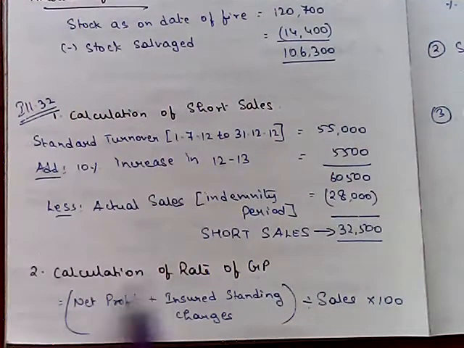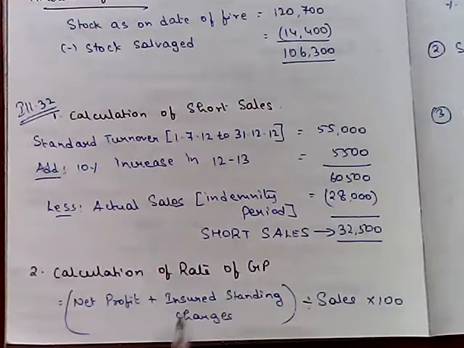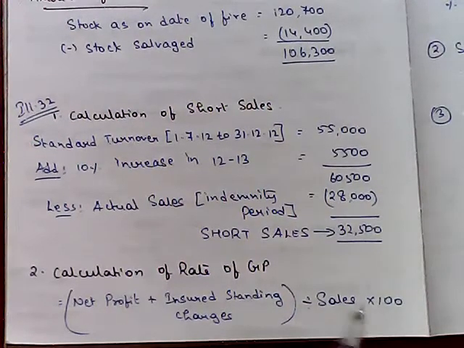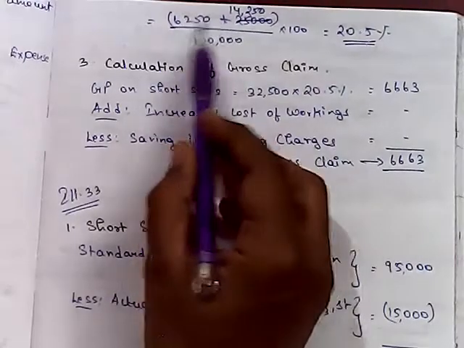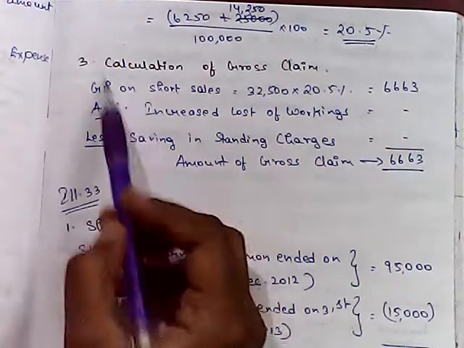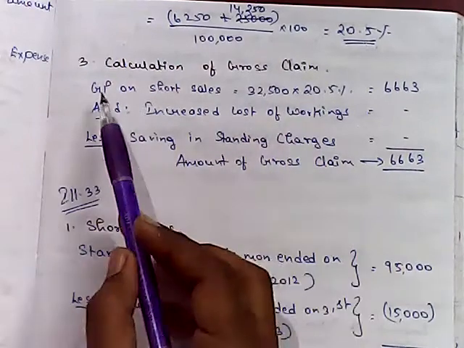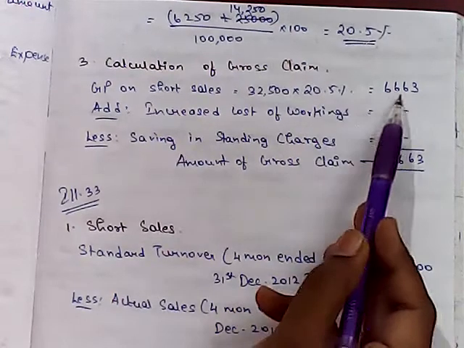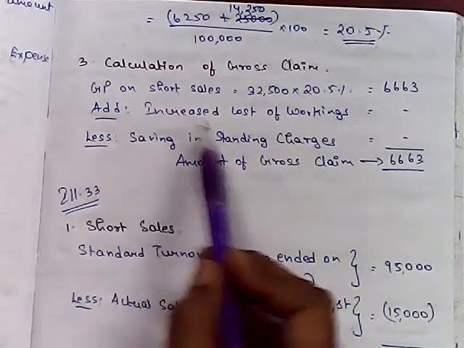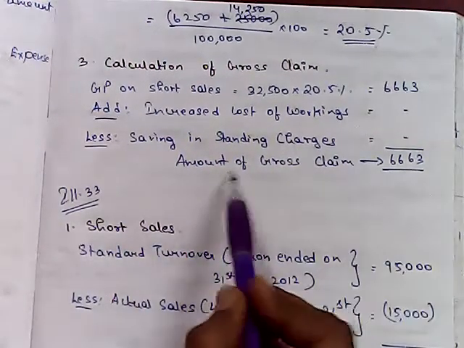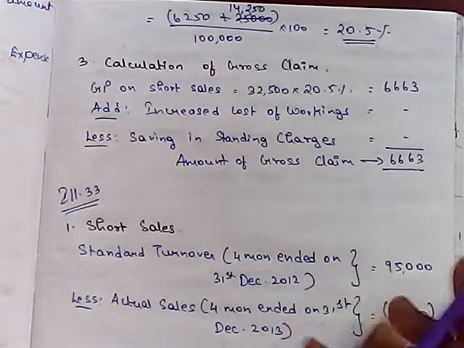Next, number 2 is calculation of rate of gross profit. So there is a formula: net profit plus insured standing charges divided by sales into 100. So it is 6,250 plus 14,250 divided by 1 lakh into 100, which is 20.5 percent. Number 3 is calculation of gross claim, that is GP on short sales, that is 32,500 into 20.5 percent, which is 6,663. Add increased cost of working, nil, less saving in the standing charges, nil. So the amount of gross claim is 6,663.